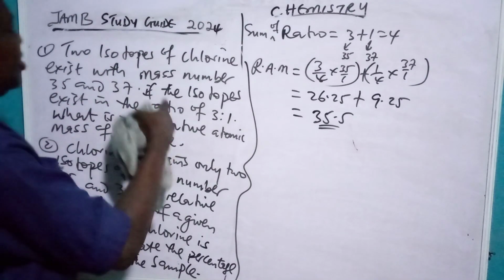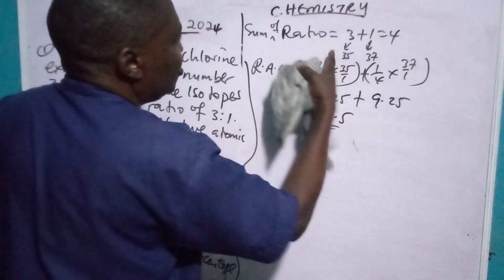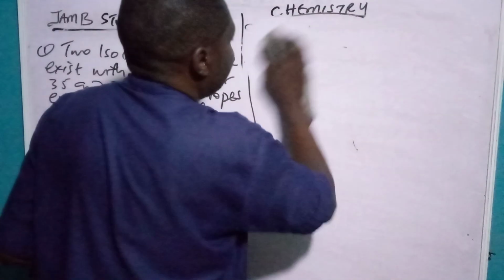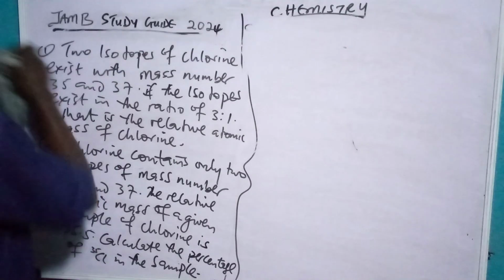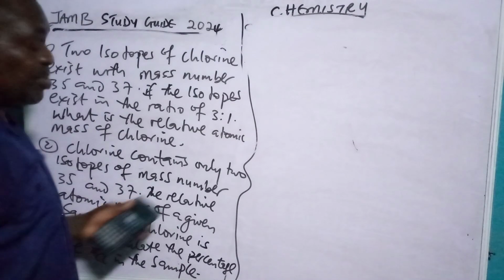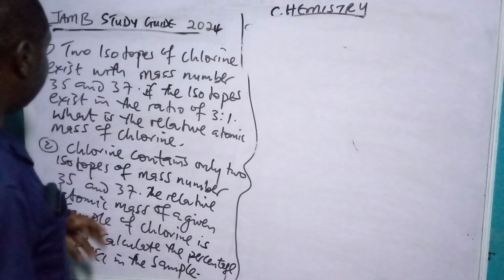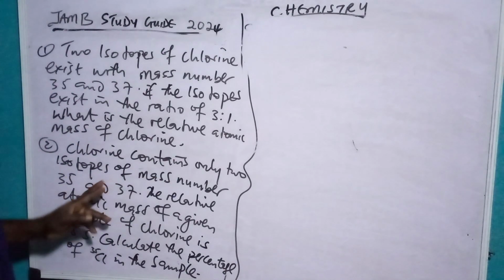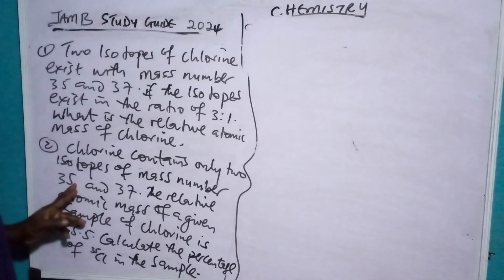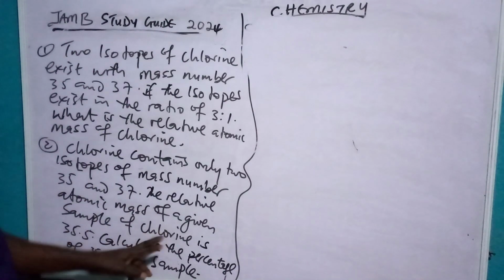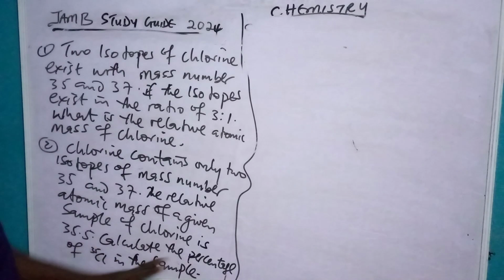Remember, you just find the ratio by summing it together. You arrange it like this. So let's go to the second one, which I believe is a bit more tedious. It's a bit more tasking, but you can overcome it. Just understand the basic principle. Chlorine contains only two isotopes of mass numbers 35 and 37. The relative atomic mass of a given sample of chlorine is 35.5. Calculate the percentage of chlorine 35 in the sample.